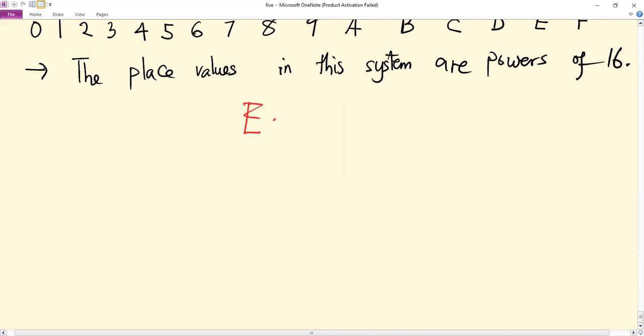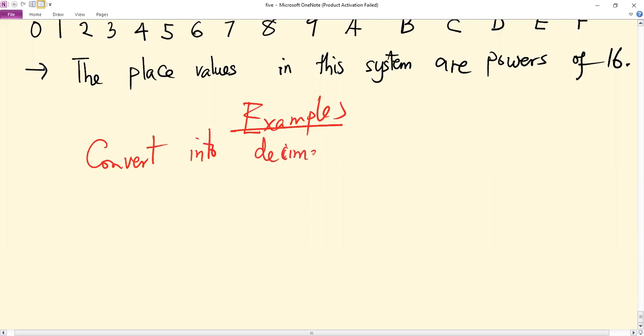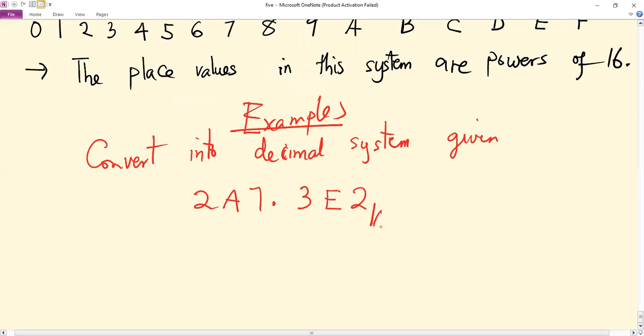So examples. Convert into decimal system the number 2A7.3E2 base 16. Now, solution.